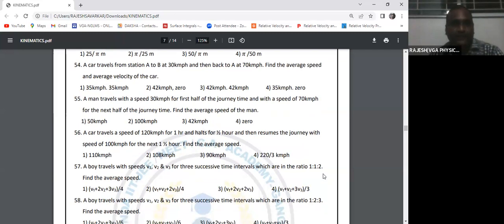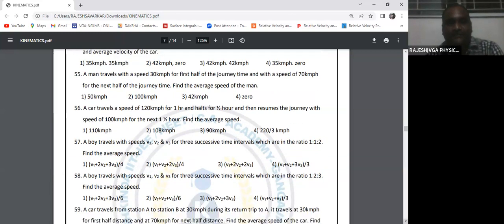Okay. Next, a man travels with a speed of 30 km per hour for the first half of the journey time and with a speed of 70 km per hour for the next half of the journey time. Find the average speed of the man. So it is equal times. Equal times means V average is equal to V1 plus V2 by 2. So 70 plus 30 by 2, that is 50 km per hour. Right? Equal distances is 2V1V2 by V1 plus V2. Equal times is V1 plus V2 by 2.